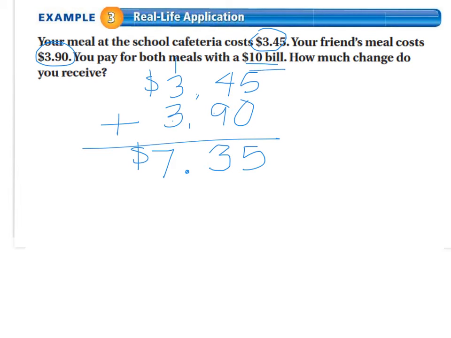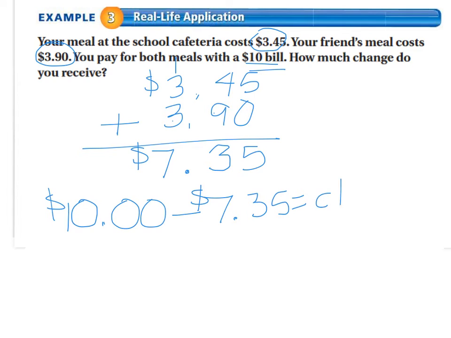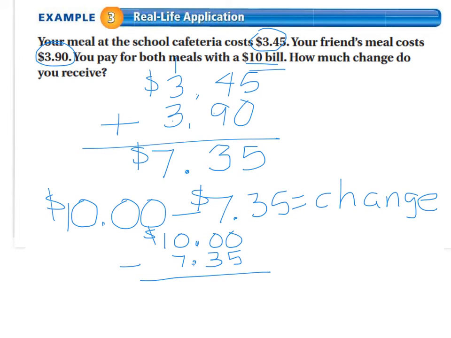I paid $10, so now I have $10, which I'm going to write as a decimal with dollars and cents, minus $7.35, and that would be the change I would get back. Since I have decimals, I'm going to line those up vertically, so I'm going to put my $10 minus my $7.35, lining up those decimals, bringing the decimal straight down, and now doing my subtraction.